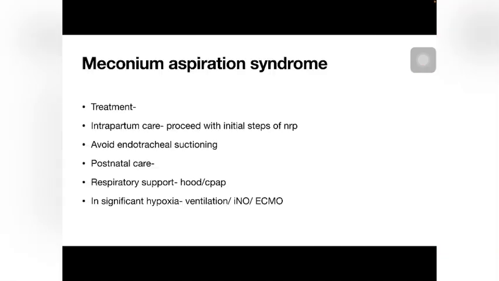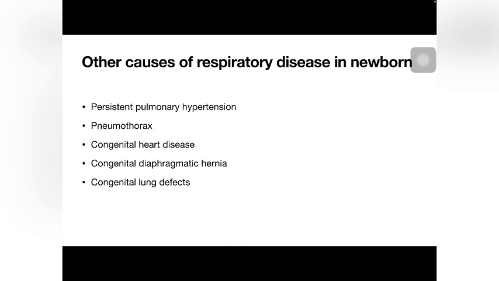The treatment includes intrapartum care, which is to proceed with initial steps of neonatal resuscitation, avoid endotracheal suctioning. In postnatal care, deliver oxygen by hood or CPAP, and in case of significant hypoxia, you have to use a ventilator, inhaled nitric oxide, or extracorporeal membrane oxygenation. Other causes of respiratory distress in newborn include persistent pulmonary hypertension, pneumothorax, congenital heart disease, congenital diaphragmatic hernia, and congenital lung defects.